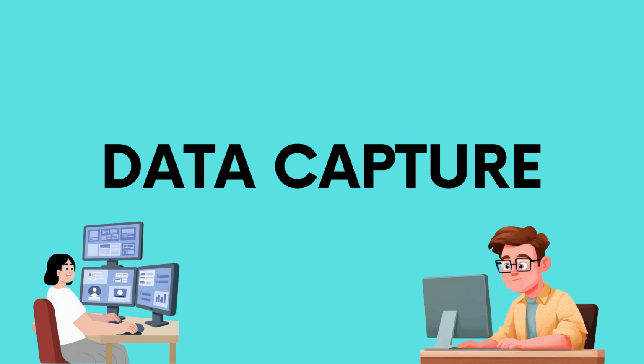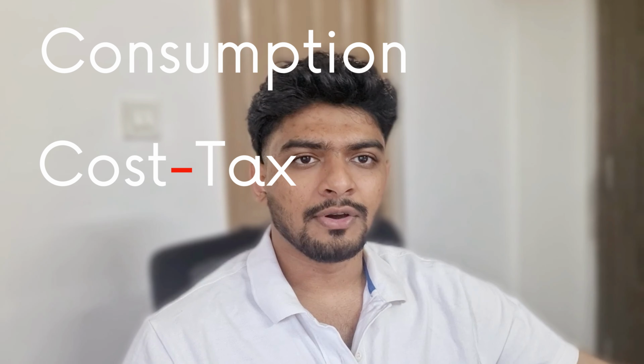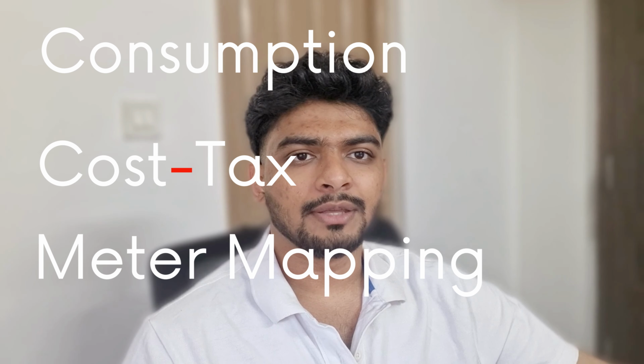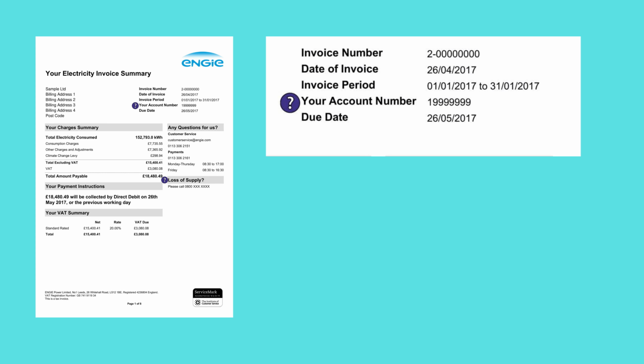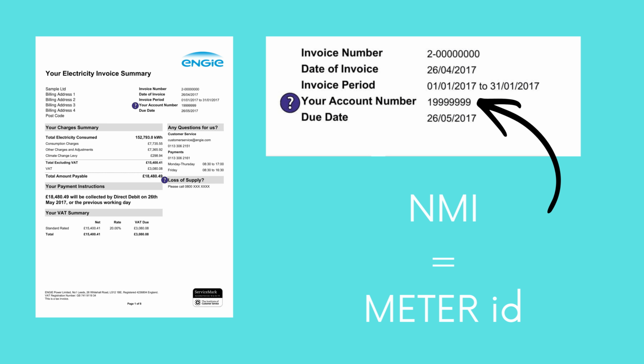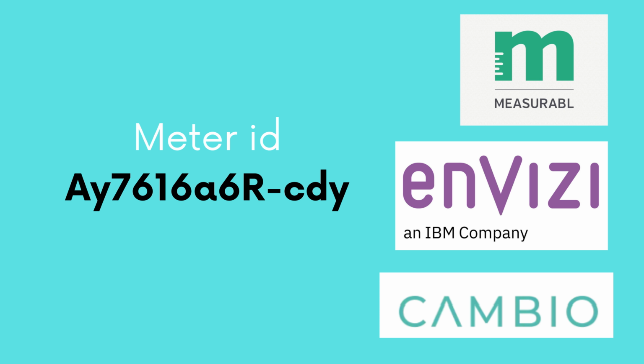The next step is capturing the data. For this, there is usually a separate team. Their job is to capture the consumption, capture the cost without tax, and map the invoice to the correct meter ID. Now sometimes the NMI number itself is the meter ID, which is actually good because it's easy to track. But in some cases, meter IDs are generated by platforms like Measurable, NVZ, and Cambio.